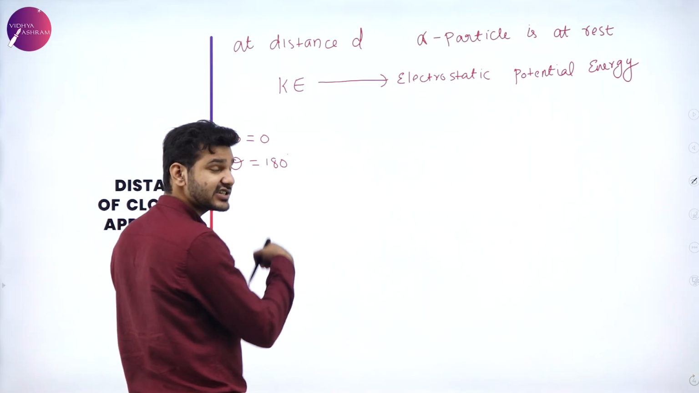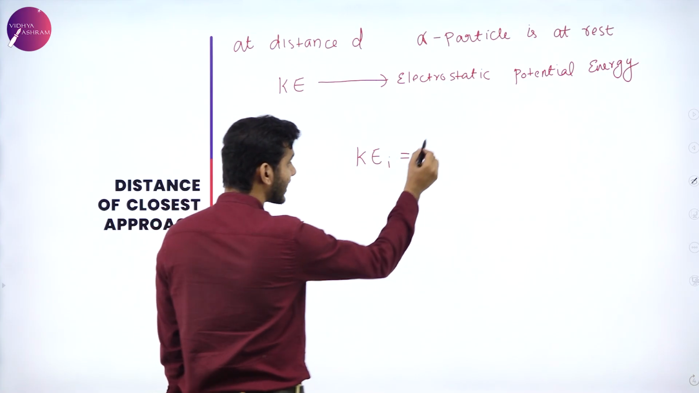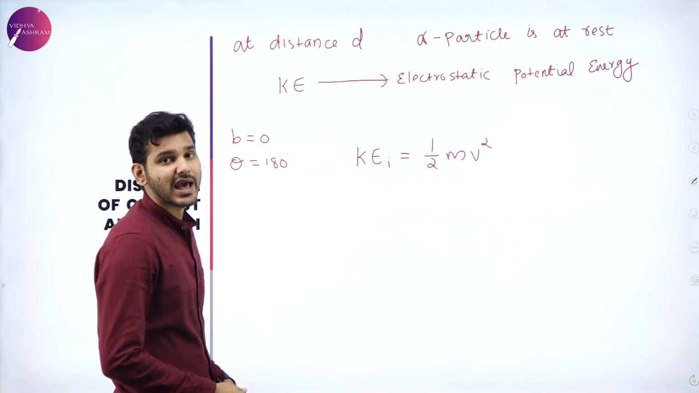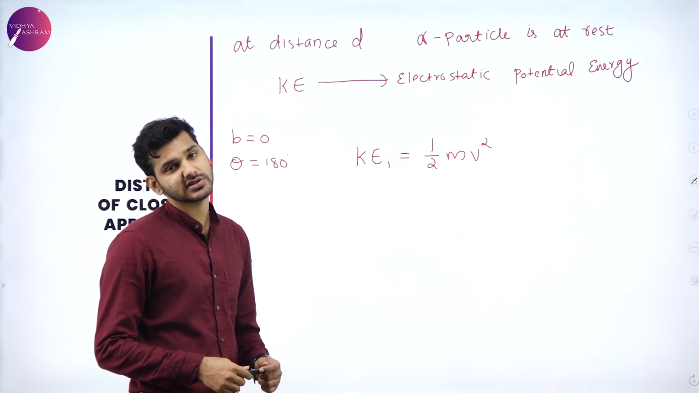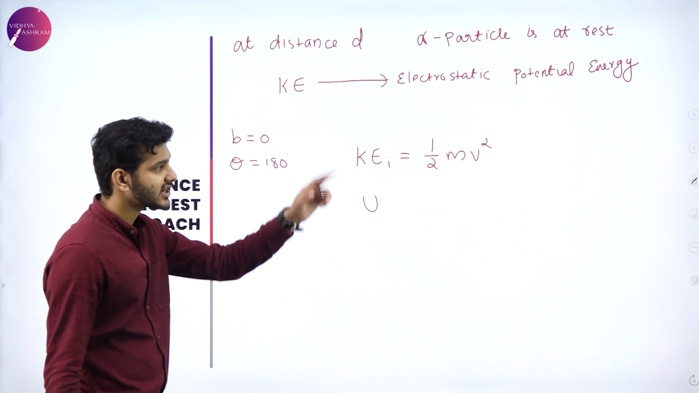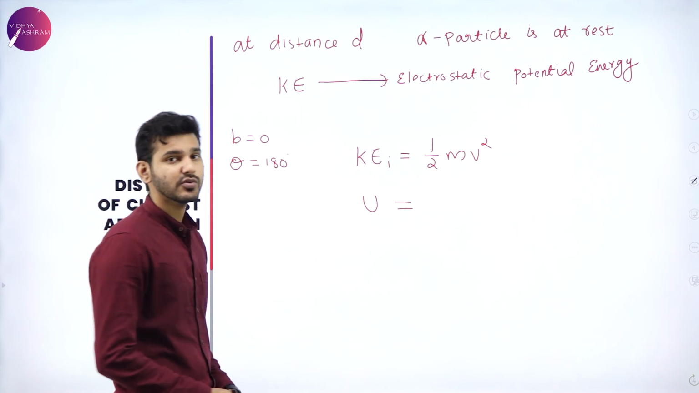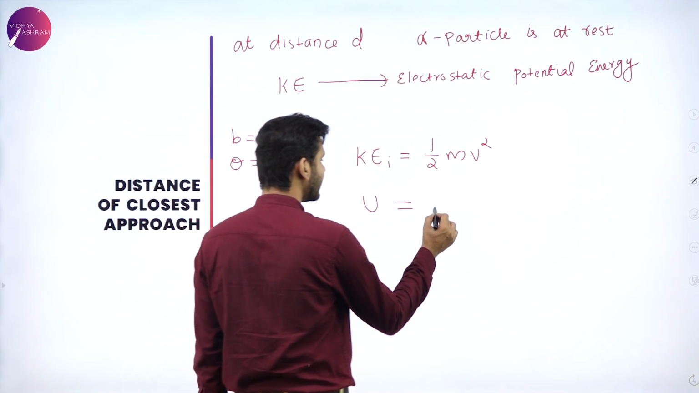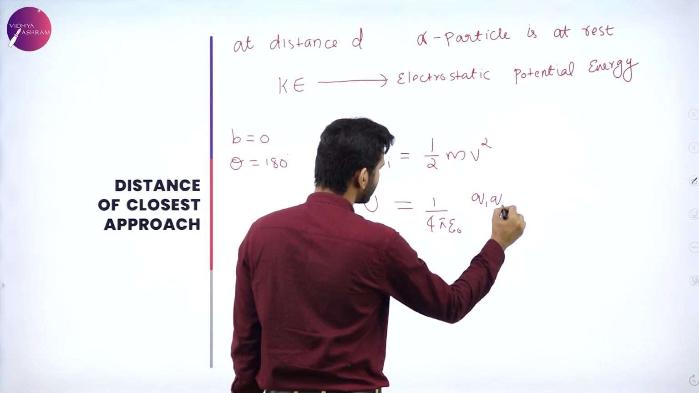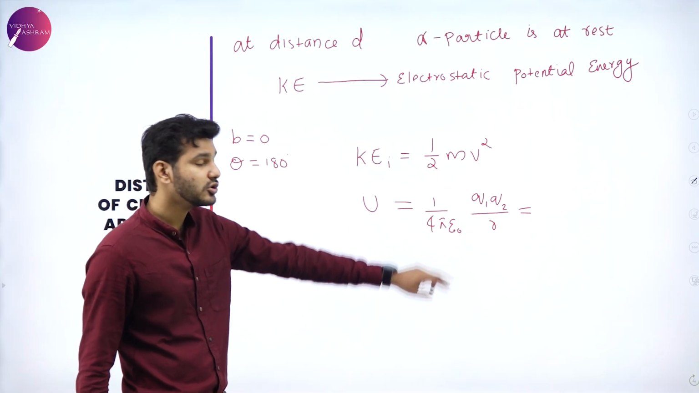So again, the initial kinetic energy of the alpha particle can be said to be half mv squared, where m is the mass of the alpha particle and v is the initial velocity of the alpha particle. Similarly, the electrostatic potential energy we can also calculate, because we know the equation, which is K Q1 Q2 divided by R, or simply 1 by 4 pi epsilon naught Q1 Q2 divided by R, is the equation for potential energy if there are two static charges.